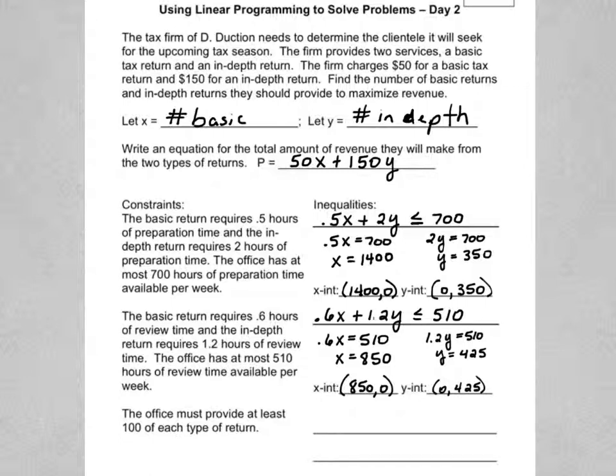All right, so now we have some more. The office must provide at least 100 of each type of return. Well, that means it can provide more. So x must be greater than or equal to 100, and y must also be greater than or equal to 100. So with this page, we have defined all the constraints based on the situation given to us in the problem. What do we do with those? Well, we have to graph them.